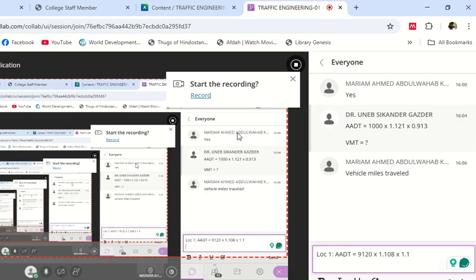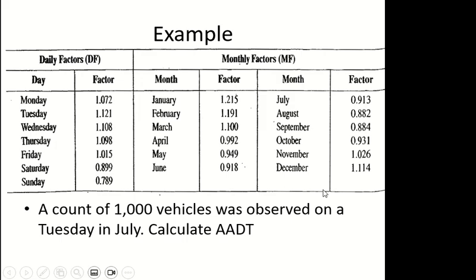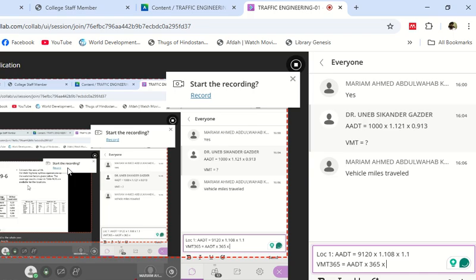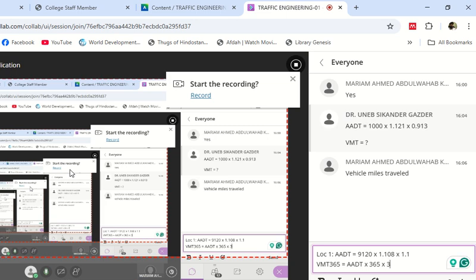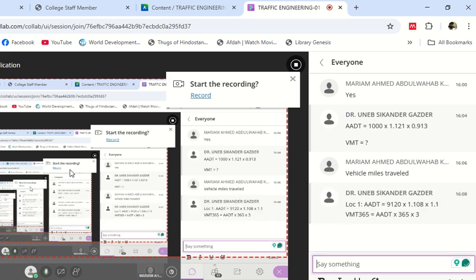Now VMT for 365 days. This one will be per day, so I multiply ADT by 365. So per day will be converted to the whole year. Then I will multiply with the length, which is 3 miles for location 1. So this will give me VMT for the whole year. First I calculate the average for any day of the year, multiply by 365, it becomes the whole year, multiply by the length, it becomes VMT.